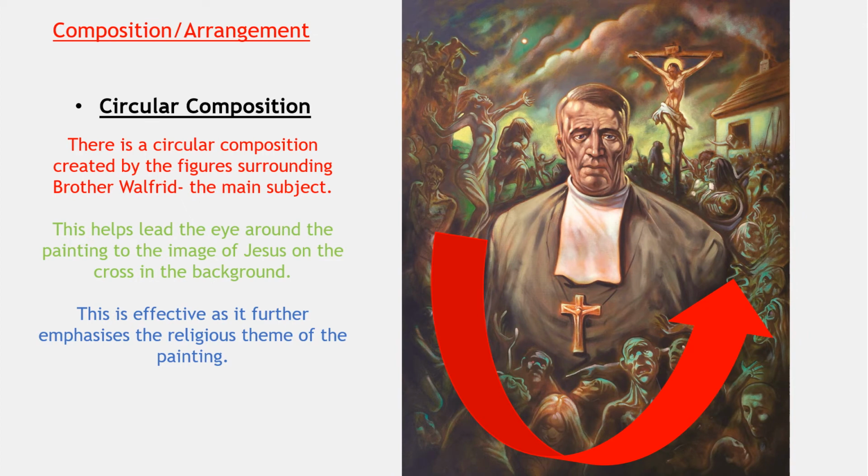A second point that you could make about the composition of Brother Walfrid is that there is a circular composition created by the figures surrounding Brother Walfrid, who is the main subject. This helps to lead the eye around the painting to the image of Jesus on the cross in the background. And this is effective as it further emphasises the religious theme of the painting.